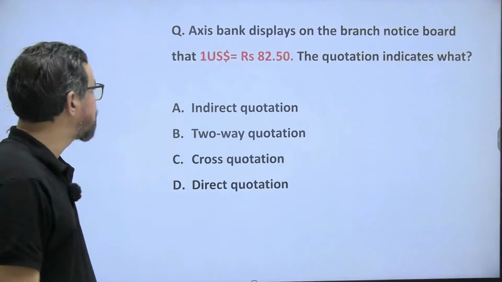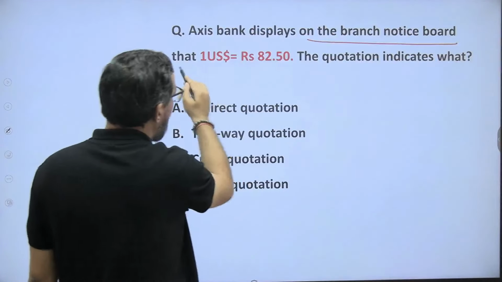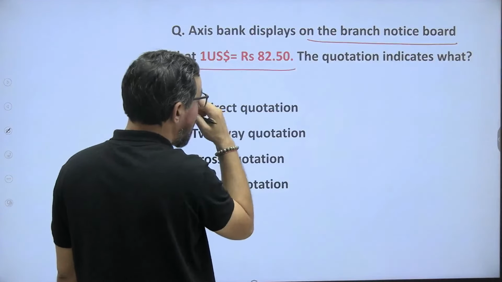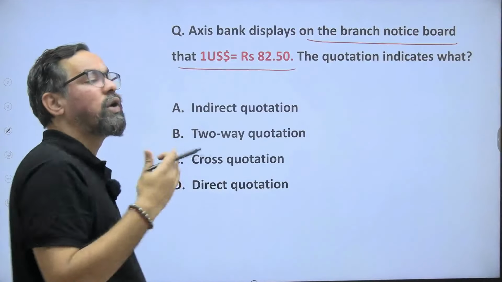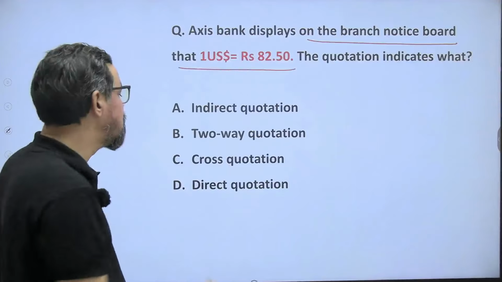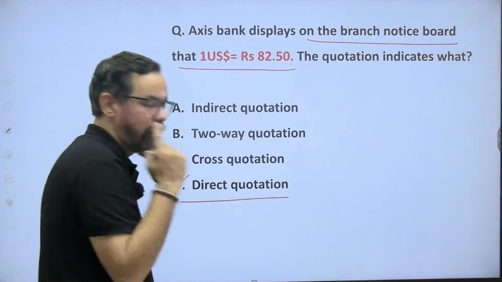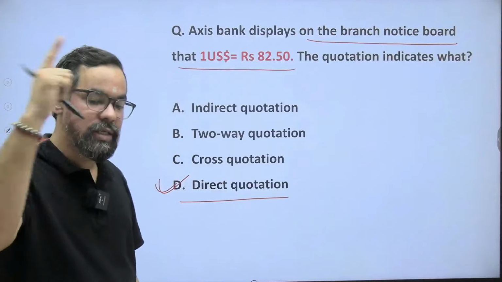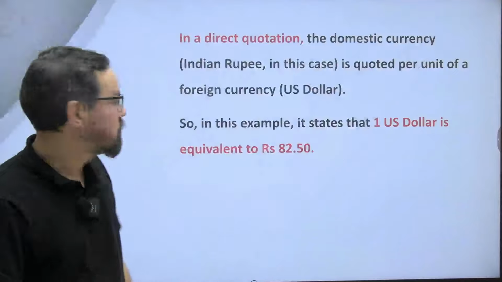Next one, guys. Axis Bank displays on branch notice board, $1 is equal to 82.50. The quotation is when 1 unit of foreign currency is expressed in terms of domestic currency, it is known as direct quotation. So it is a case of direct quotation. One unit of foreign currency is expressed in terms of domestic currency. So that is a case of direct quotation, right?